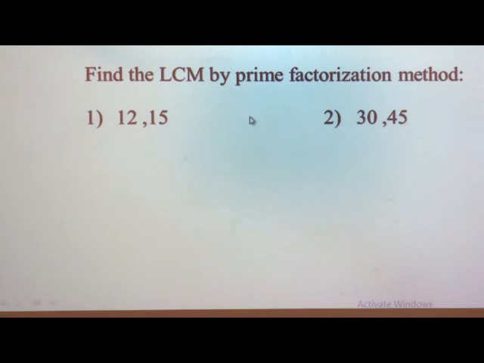Find the LCM by the prime factorization method. What is the meaning? What are we going to find out? LCM by the prime factorization method. So again we will go for the prime factorization method, which means we have to find out separately for 12 and for 15, and another pair of numbers we are having is 30 and 45. If it is written directly, find the LCM by the division method, then we will see next how to find it by the division method. So first we will find the LCM by the prime factorization method.